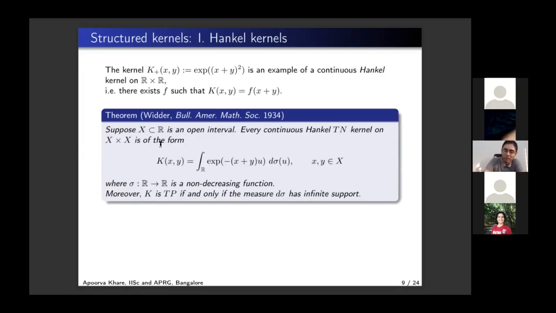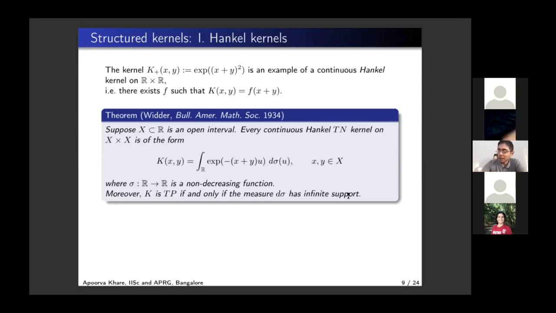And that will be the flavor of every other if and only if result in this talk. So if X is an open interval, then every continuous Hankel kernel is of this form, where you integrate against a non-negative measure, basically. Moreover, the kernel is totally positive if and only if this measure has infinite support.